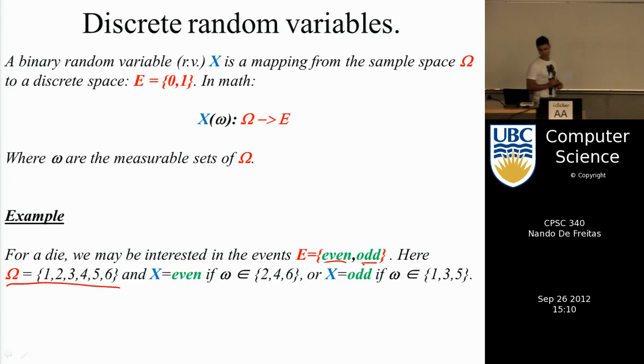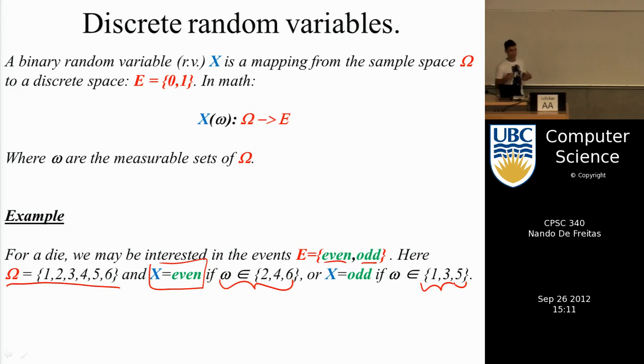And so you have a variable x, and this variable will be even when your event is in the set 2, 4, 6, and the variable will be odd when one of the events 1, 3, 5 occurs. Okay? So there's this notion that a die can take many values, but you might just care about an aggregate of some values. You might just want to know about some sets, even and odd. And so you now define a random variable to be this mapping from omega to just even or odd. If omega is 2, x is 1. If omega is 3, x is 0, and so on.